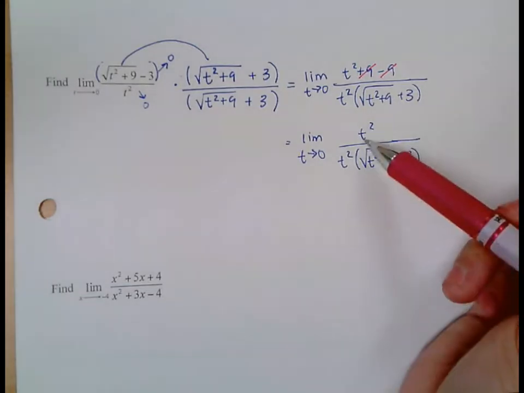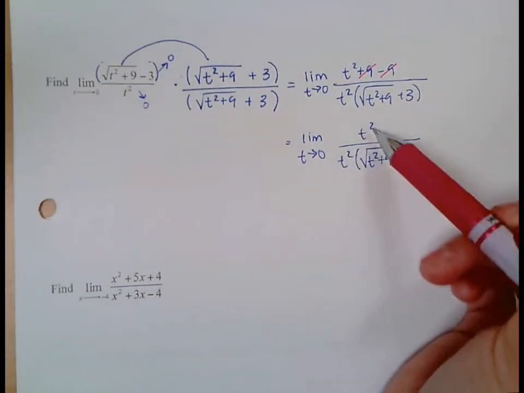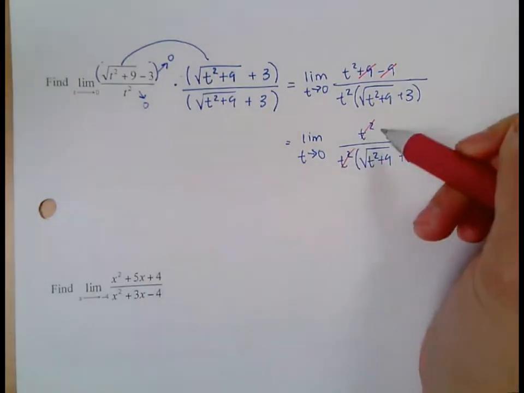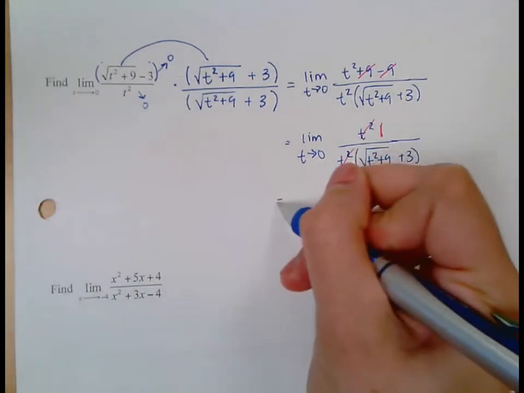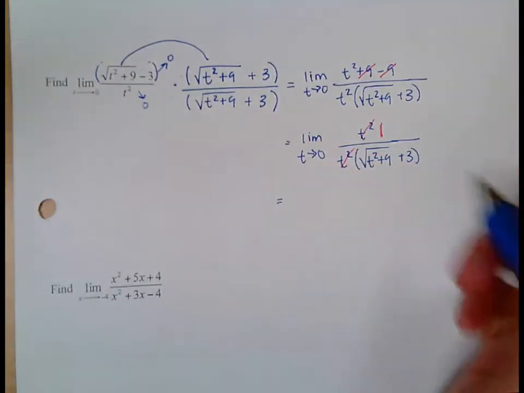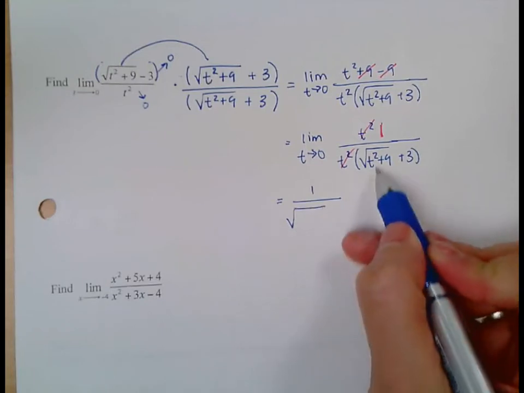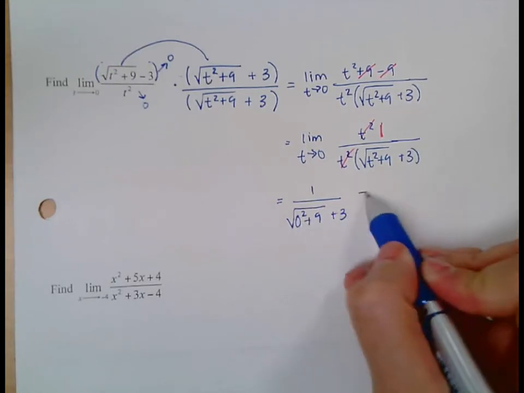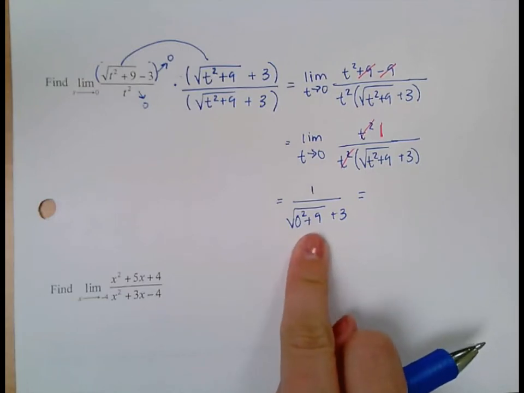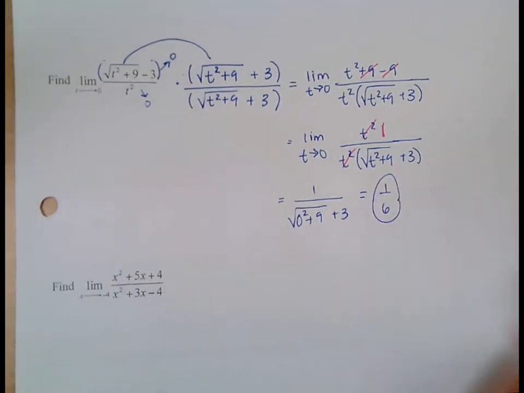And now the t squared, because I didn't distribute it, I can see it's now a factor on the bottom, which would cancel with the top. And on the top now, I just have 1. So I'm not going to rewrite this again. I'm just going to use direct substitution right away. So I just have 1 over the square root of 0 squared plus 9 plus 3. This just becomes the square root of 9, which is 3, plus 3 is 6. So my limit is 1 over 6.